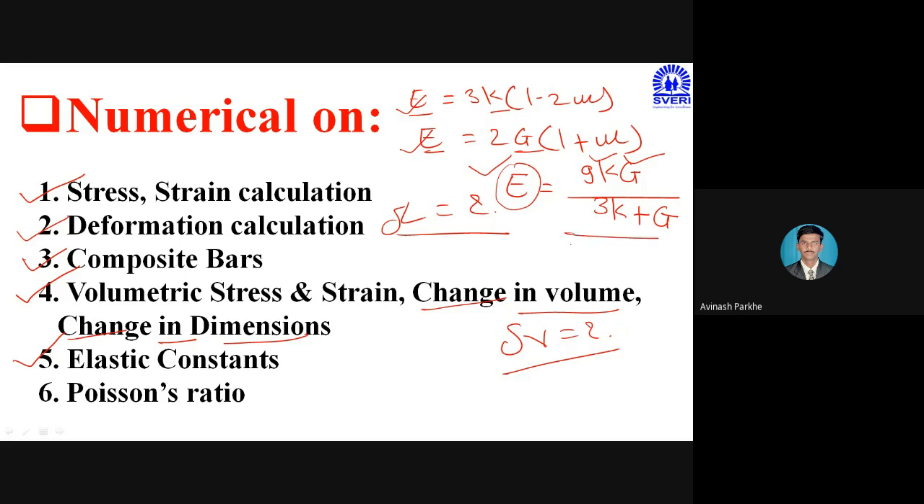And then the last derivation we have, that is E is equal to 9KG divided by 3K plus G. How did this formula come about? It is a small derivation, but we have to derive it. So these are the relations between all the elastic constants, that is E, G, K.